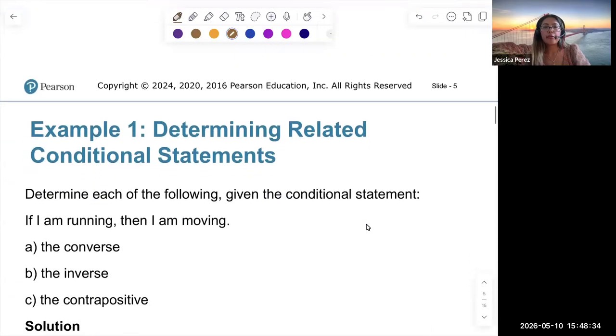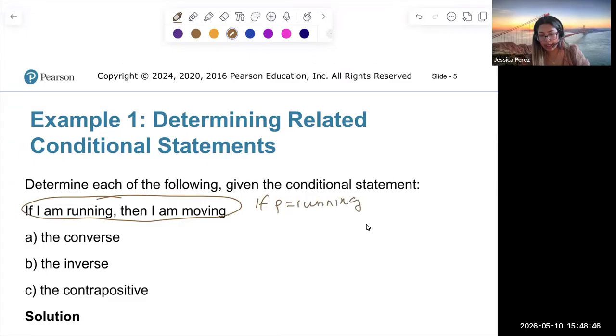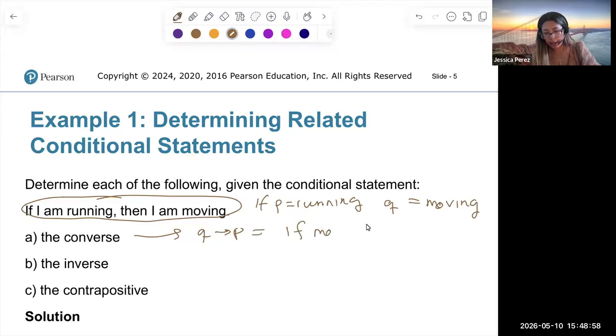So let's look at the following. We wish to determine each of the following given the conditional statement: if I'm running, then I'm moving. So if P, which is running, then Q, which is moving. If you want to find the converse, it is if Q, then P. If I'm moving, then I'm running.